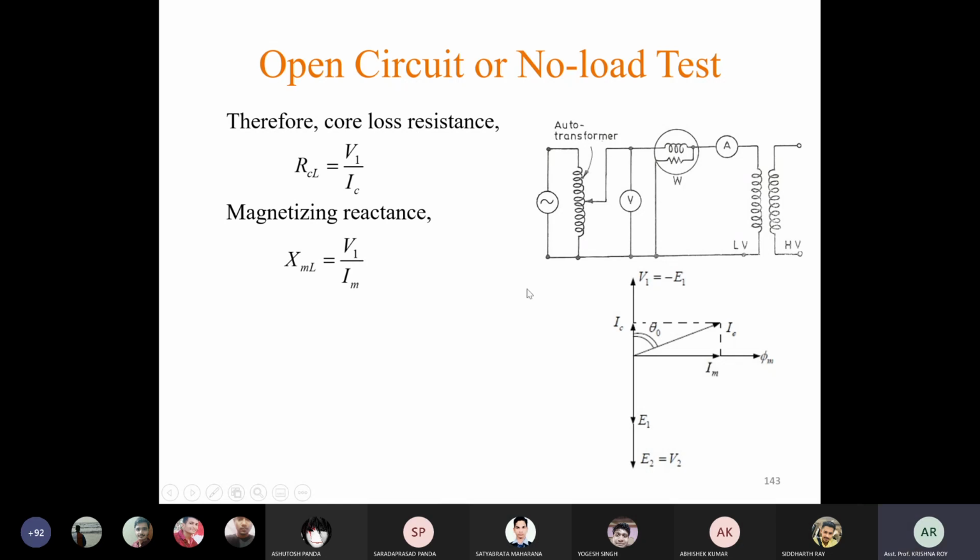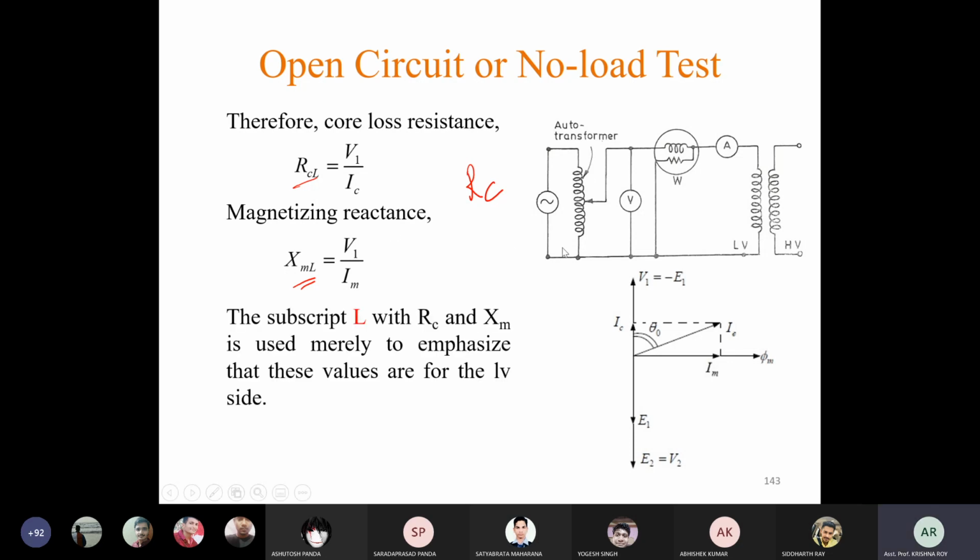Now normally we denote core loss resistance by RC only, but here L is used to denote that these quantities are measured from the low voltage side, so they are referred to the low voltage side. So these are low voltage side parameters, that is why this L is used. So the subscript L with RC and XM is used merely to emphasize that these values are for the low voltage side. I have already mentioned. So from the open circuit test we have got two parameters, the shunt branch parameters RCL and XML. These two are equivalent circuit parameters.